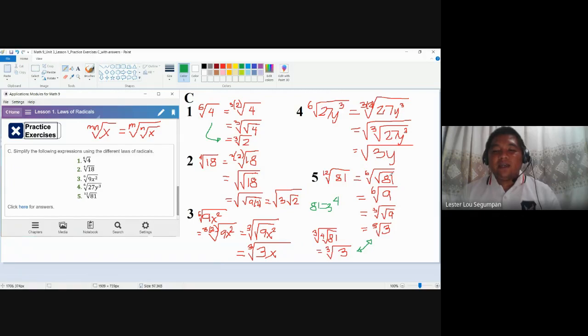This is using the longer method because we are not sure if 81 has another form of a perfect nth number. But if you know that 81 is another perfect nth number, specifically a perfect fourth, you could use this shorter method. But either way is acceptable, because this is shorter due to the understanding of other perfect nth numbers. This is longer due to the multiple application of the power law, but they still have the same answers. So again, the purpose of simplifying radicals is for us to operate them properly later on.